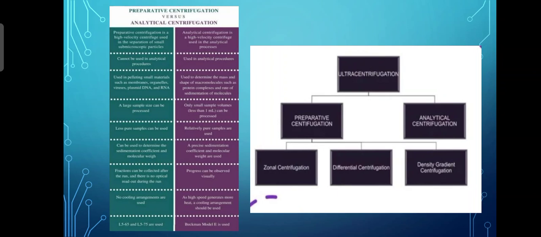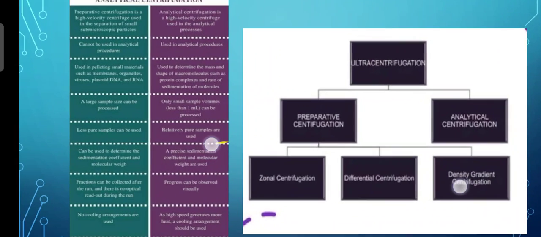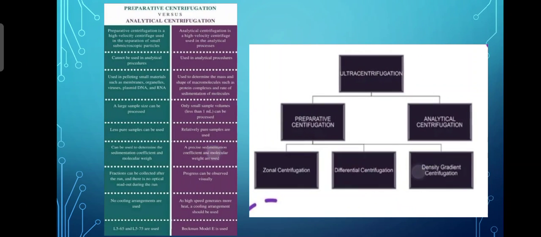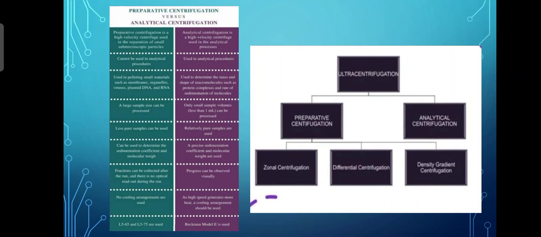There are three types of centrifuge machines or centrifugation on the basis of their operating system. The first one is desktop centrifugation, second one is high speed centrifugation, and third one is ultracentrifugation. But here we see about the third type of centrifugation, that is ultracentrifugation. There are two main types: preparative centrifugation and analytical centrifugation.